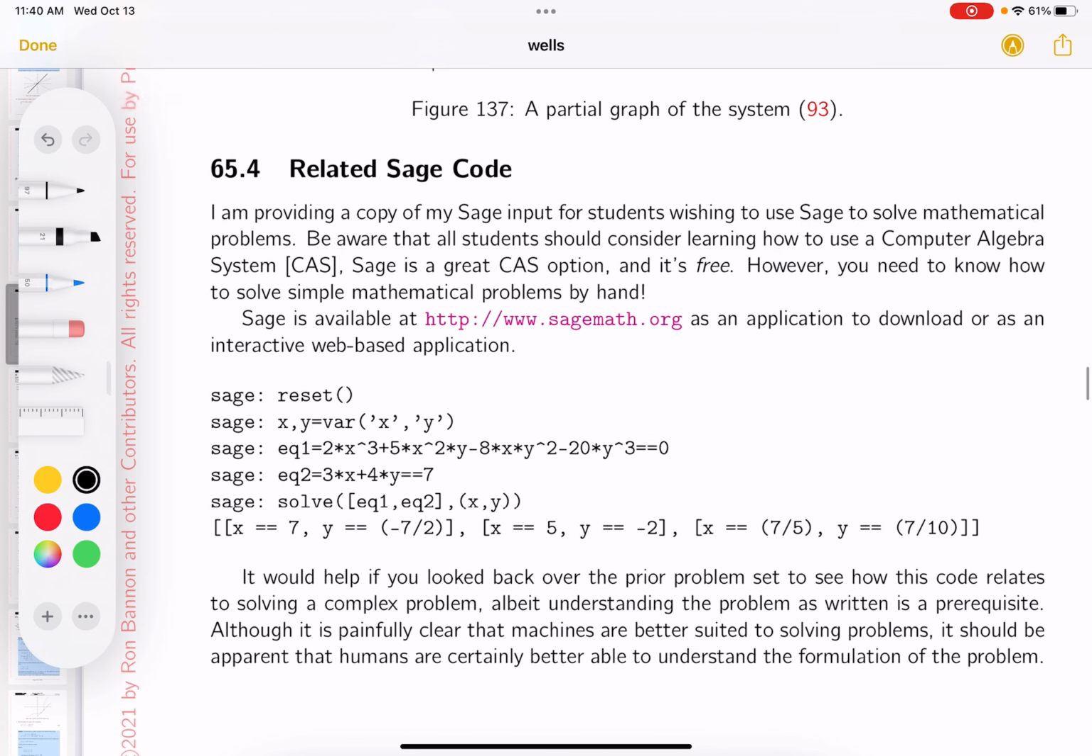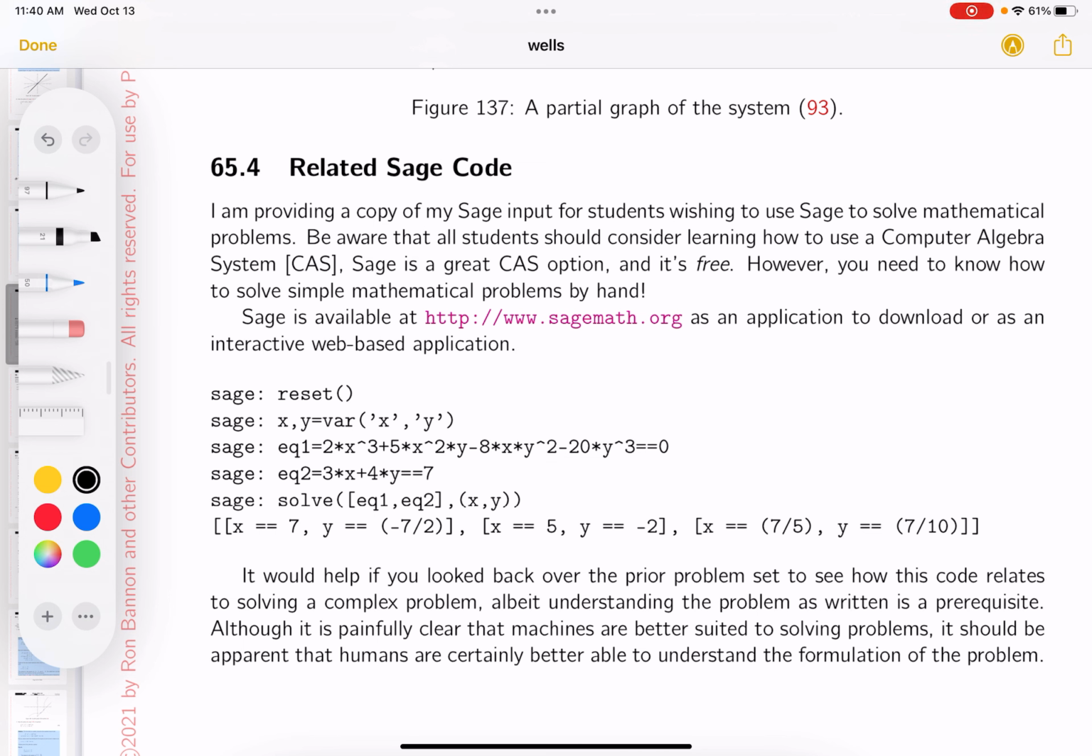And then you get to this related SAGE code. What's SAGE? It's a computer algebra system, or a CAS. It's open source software. Go to this website. You can download it. It's a web-based application. Type in some code. My goal here is not so much to teach SAGE. It's to go through what Wells is doing in his topics. We think you should do that.